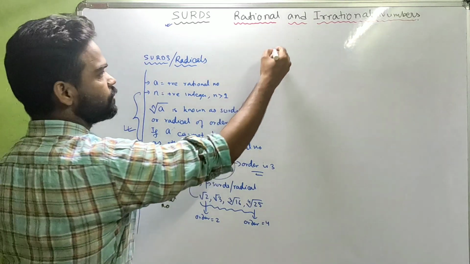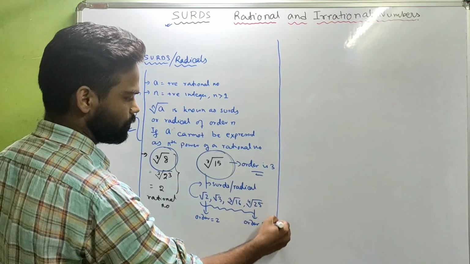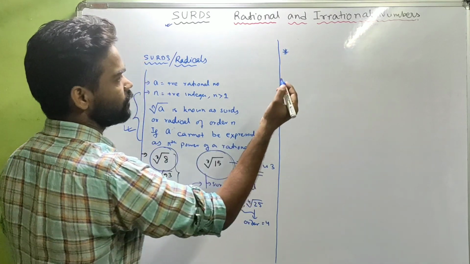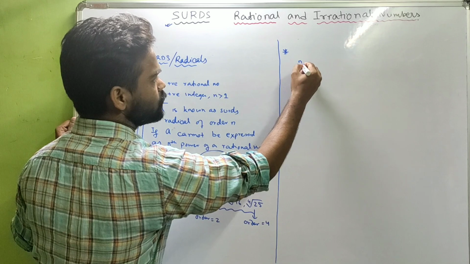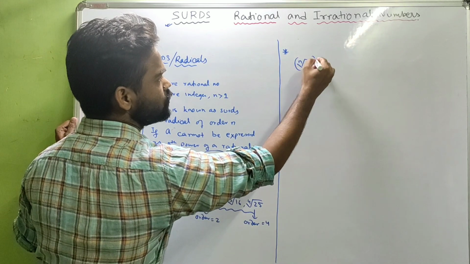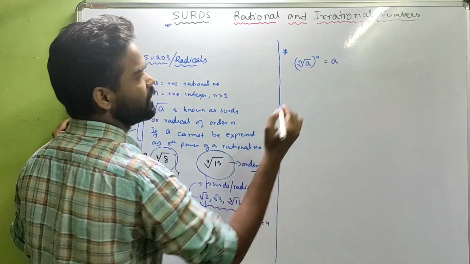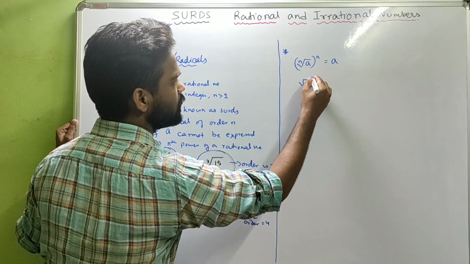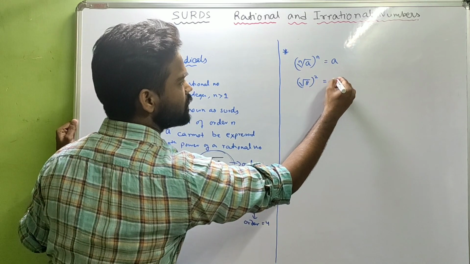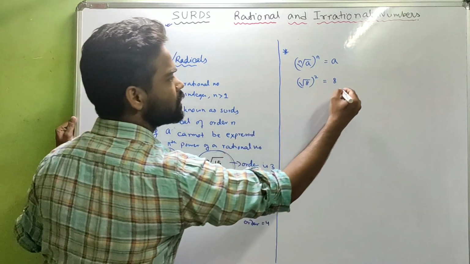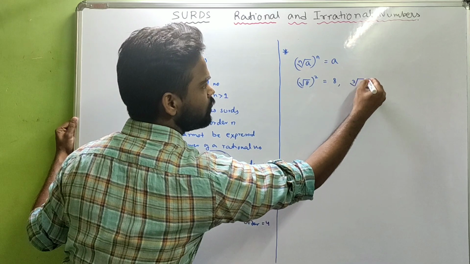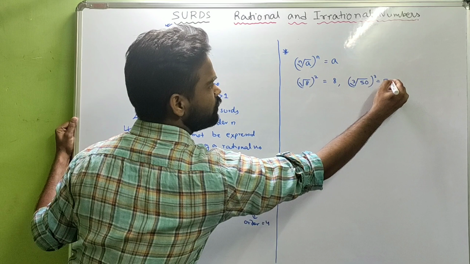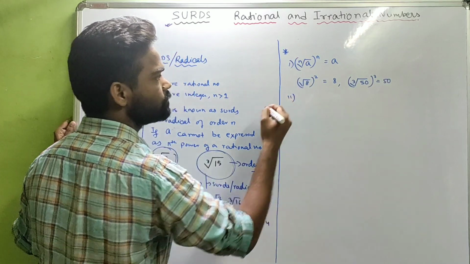So that is the definition of surds. Now there are certain properties of surds which we should know. Look over here. First of all, the nth root of A raised to the power n is equal to A. We know it. Suppose square root of 8 squared is 8 only. Or you can say the cube root of 50 whole cube is 50 only. Am I clear or not?